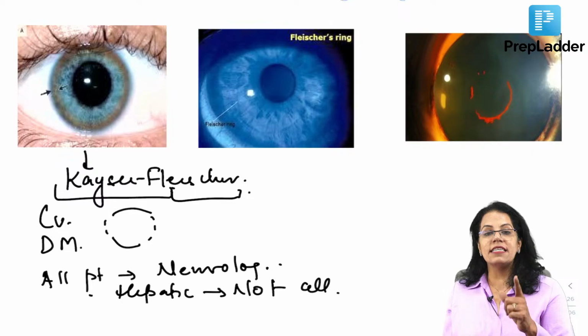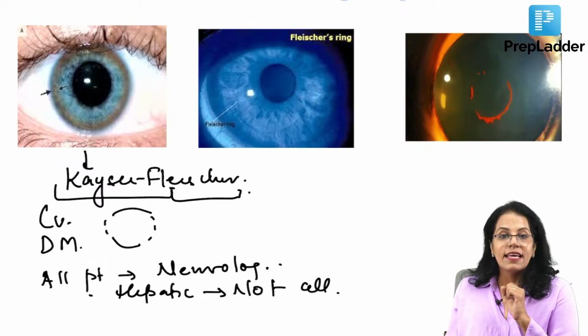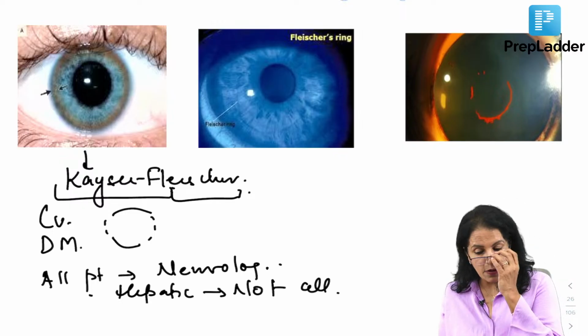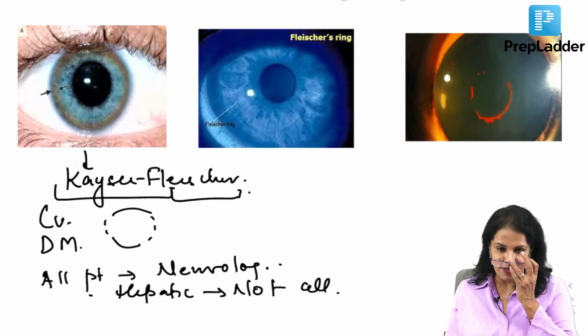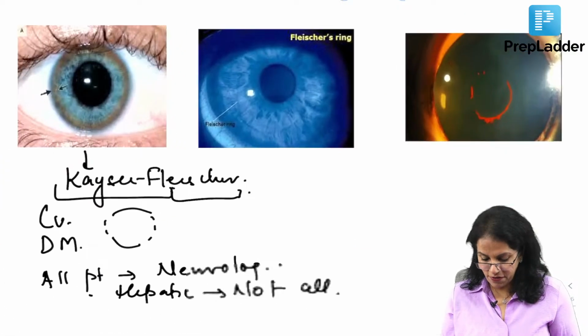Another thing we have learned, is it reversible or irreversible? It is reversible. Even fading is a sign of reversibility, and looking at it we can see whether the drug, the treatment, is working or not. Come to the next one. This is what? Fleischer's ring. What have you learned for Fleischer's?